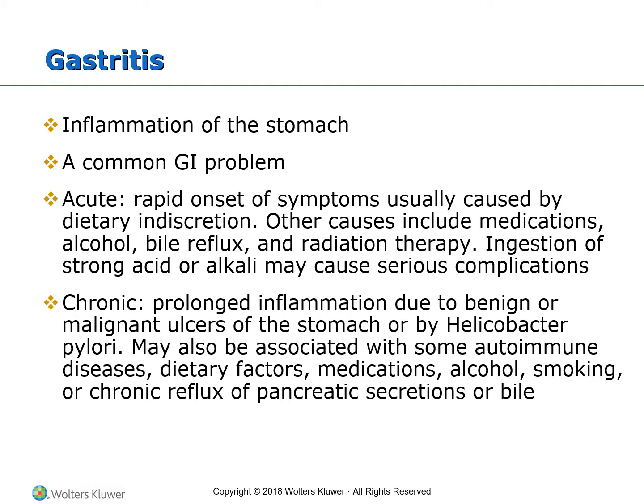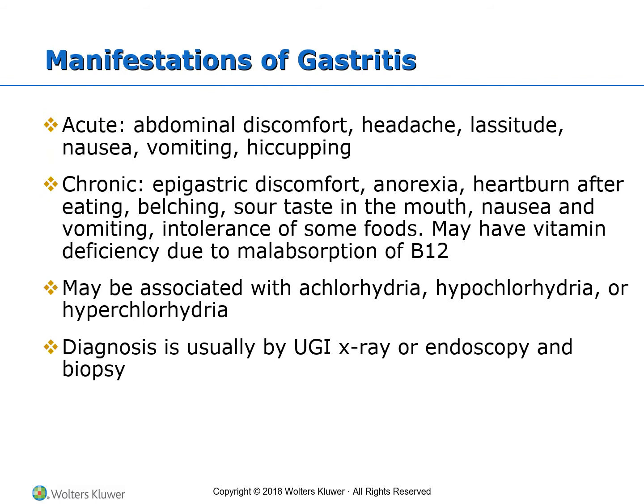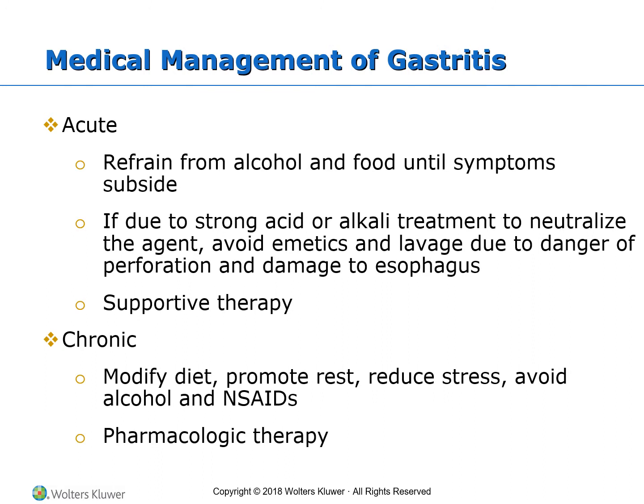Signs and symptoms of acute versus chronic are listed in the slide. There are different manifestations based on if it is acute or chronic. The signs and symptoms will be slightly different. Diagnosis is done by an upper GI, an X-ray, or endoscopy, and then they'll take a biopsy. As far as management, acute and chronic are slightly different. Management is mainly supportive for both.